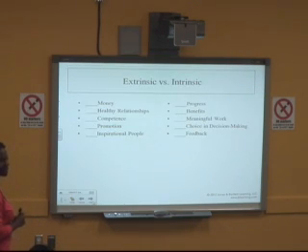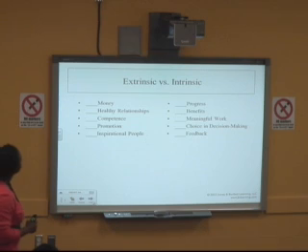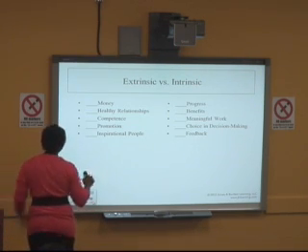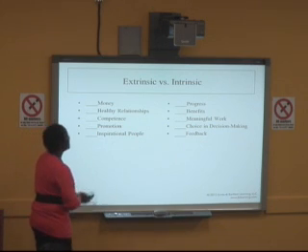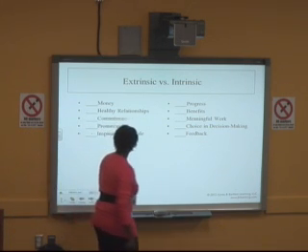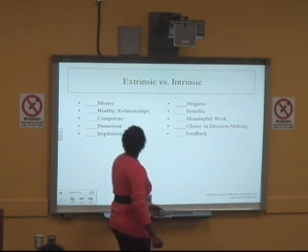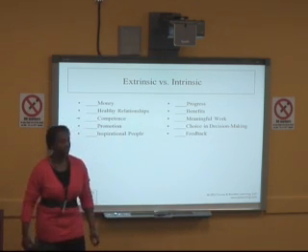So here we go again. Remember, this is all from your book too, so don't seem overwhelmed. I need volunteers to come up and tell me which of these are extrinsic and which are intrinsic.